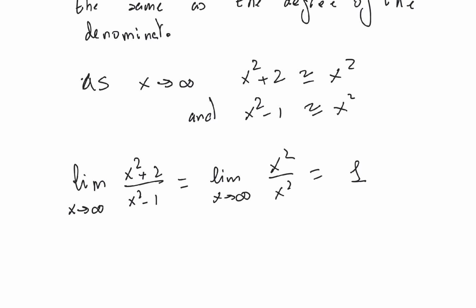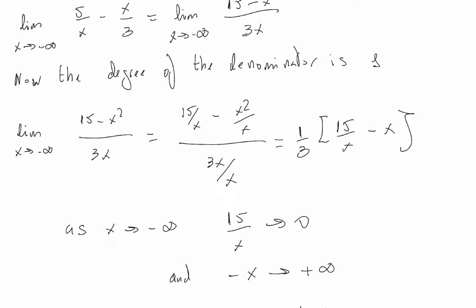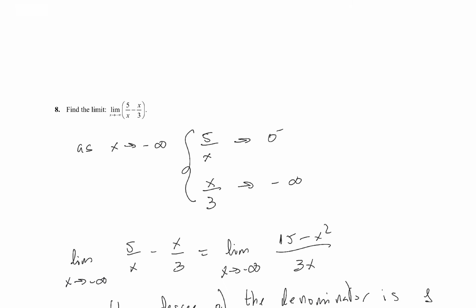And now let's go to the next problem. The next problem, guess what, should be when the degree of the numerator is bigger than the degree of the denominator. We have studied one problem with the degree of the denominator bigger than the numerator. The last problem was the degree of the numerator equal to the degree of the denominator, and now the degree of the numerator is bigger than the degree of the denominator. How to do this problem as x tends to infinity?